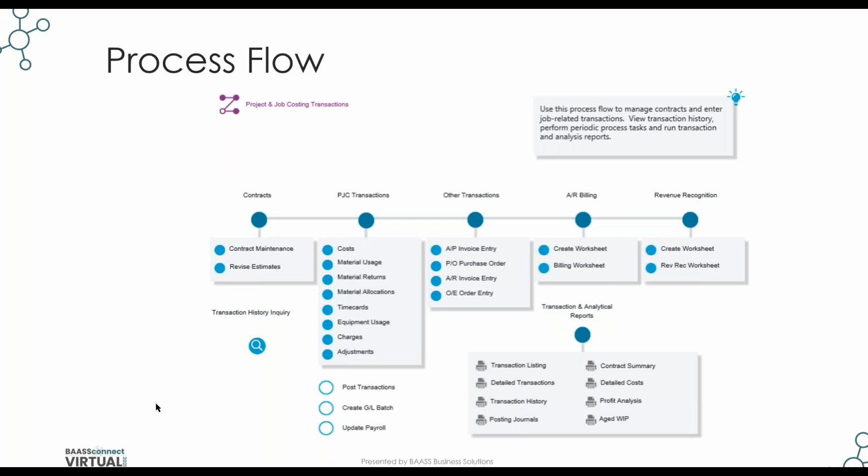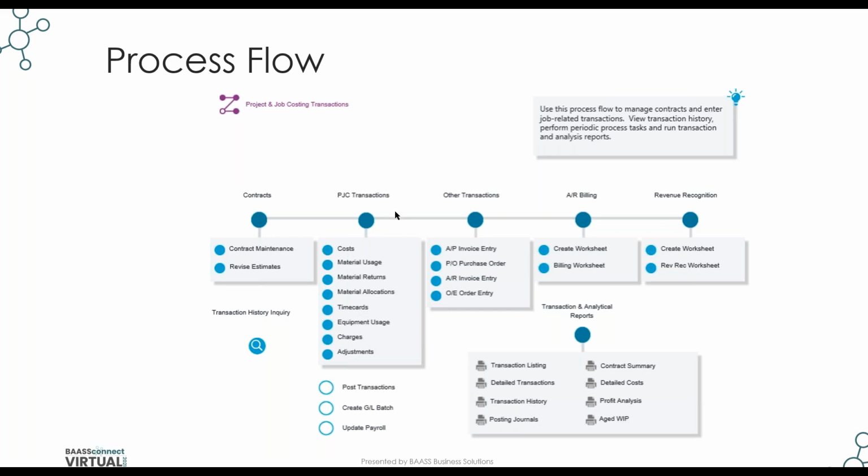The screen that you see here is an example of the process flow that we have in Sage 300 for all the modules. And this is a screenshot of the process flow for project job cost, or PJC for short. The thing I like about this for our presentation is it gives you an idea of the transaction flow. And it allows the user to click on the buttons and open the related menus. So as you can see here, we do have different types of transactions.